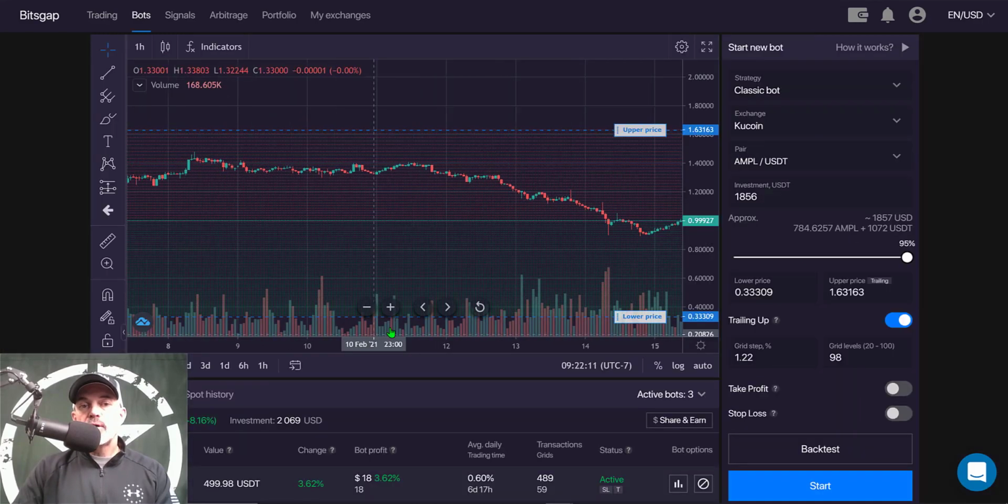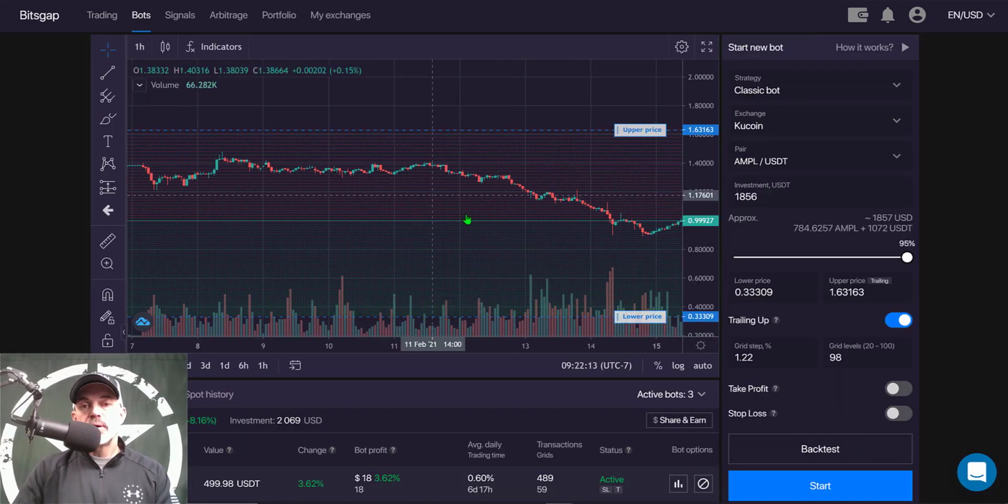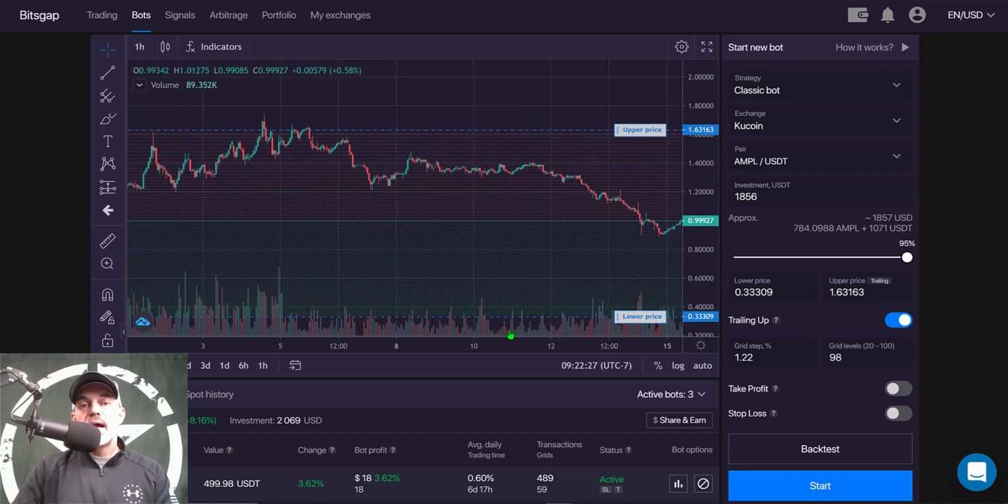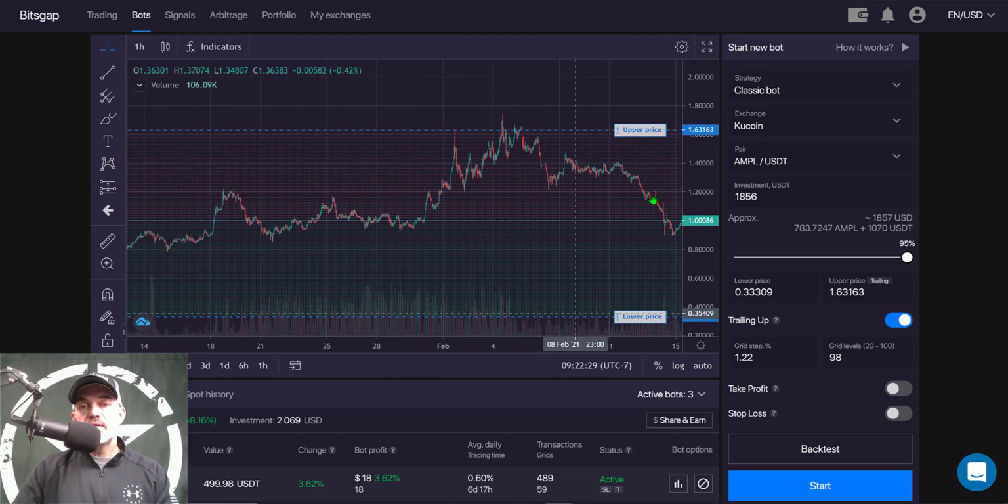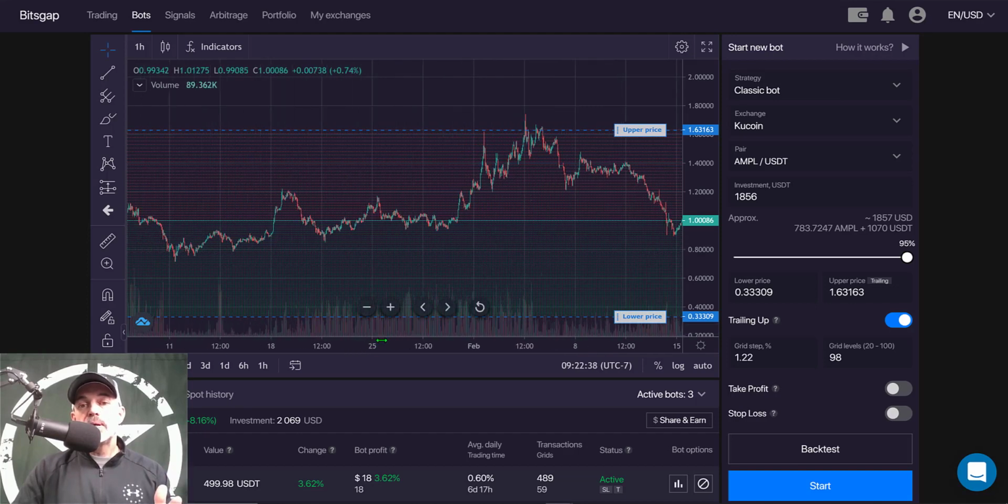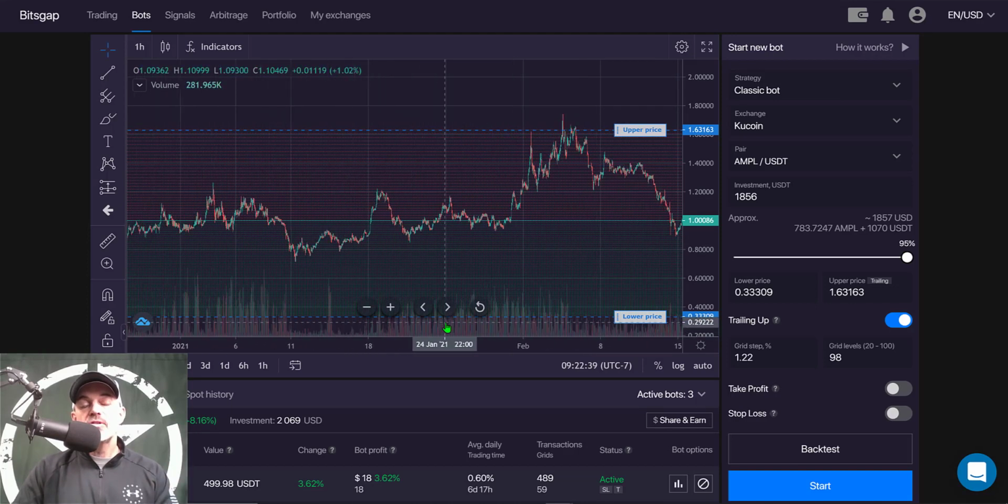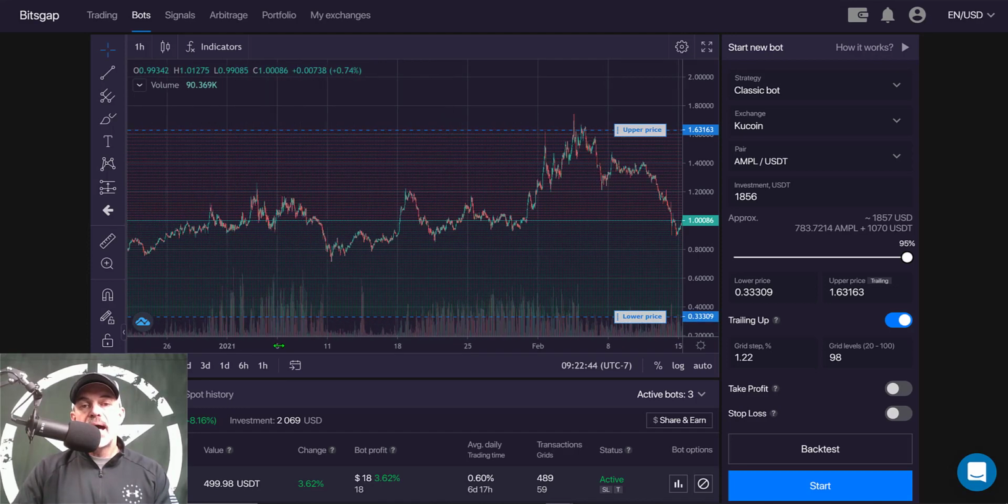So now when we jump back over to the bot dashboard on AMPL USDT, I need to determine my upper and my lower price. So I'm going to go back and check my six and look back at prior resistance for my upper level and prior support for my lower level. Again, since I do day trade this, I'm pretty familiar with its price action movements, but I'm going to scan a ways back.